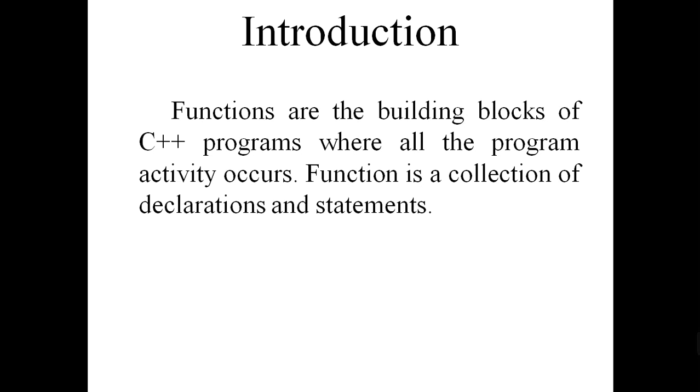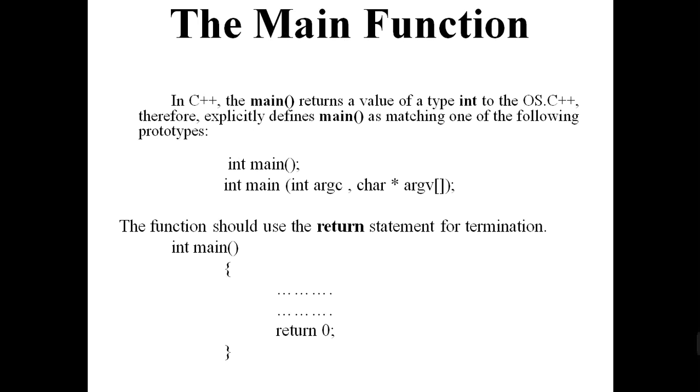Okay, go to next. Then the main function. In C, the main function does not specify any return type. But in C++, the main function returns a value of type integer, that is int. But in C it does not specify.